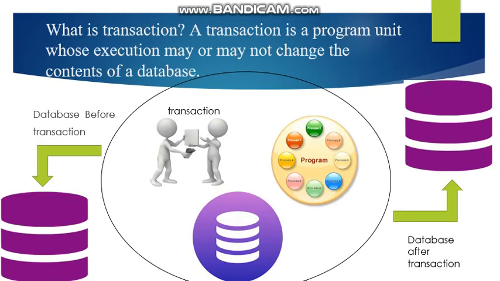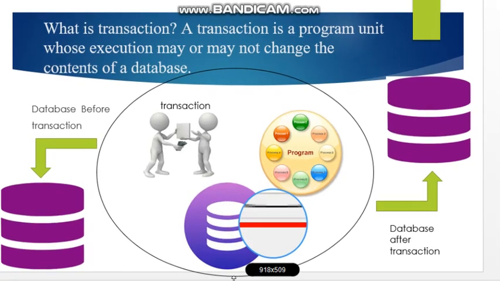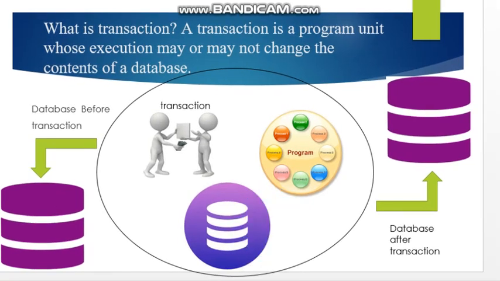Now, what is a transaction? A transaction is a program unit whose execution may or may not change the content of databases. We know that whenever we do any transaction, it happens by using some programs, and it directly affects the databases. So the transaction we are running is nothing but a program unit whose execution may or may not change the content of the database. If the transaction is not a read-only transaction and it is updating some values, then the database has to be changed. The content of the database is getting changed.